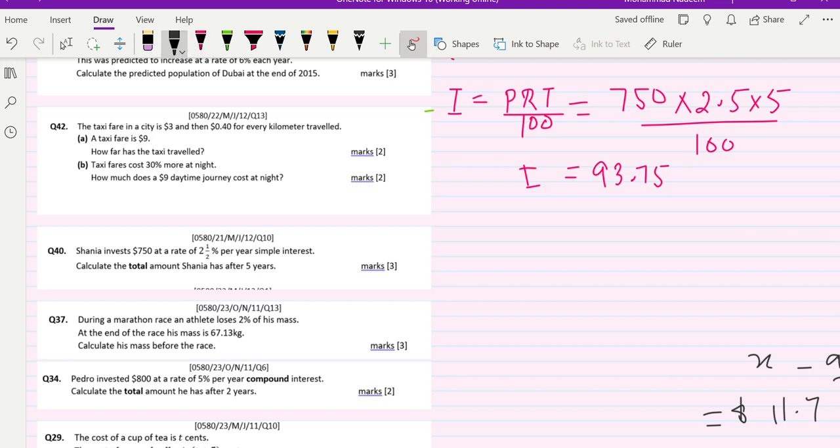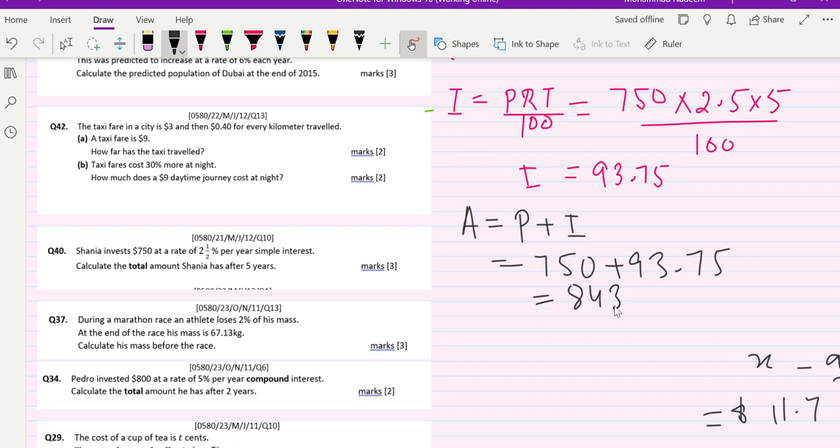Now they are asking for the total amount, and the formula for the amount is equals to P plus I. It means principal that you invested plus the extra amount, that is interest. So principal was 750 plus 93.75. So 93.75 plus 750, the answer will be 843.75 dollars. This is the amount that she will get after 5 years.